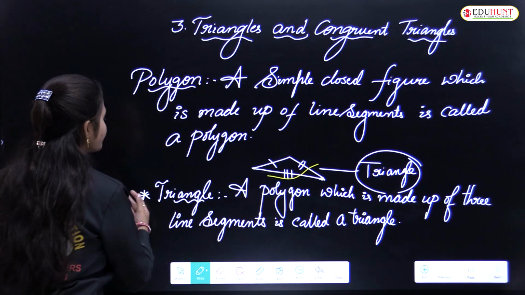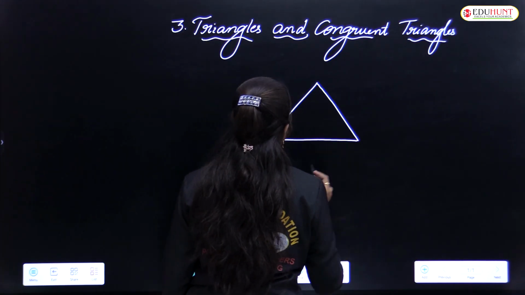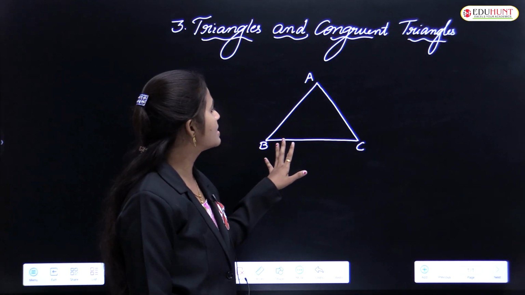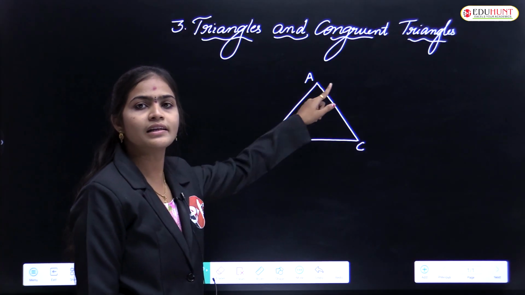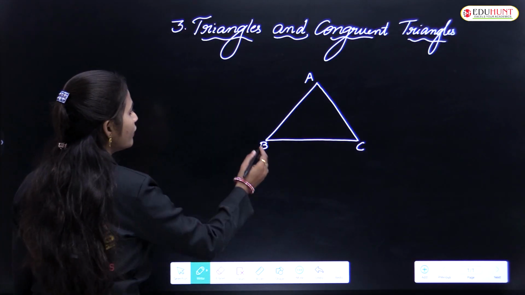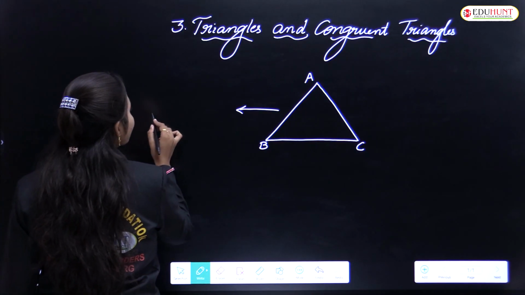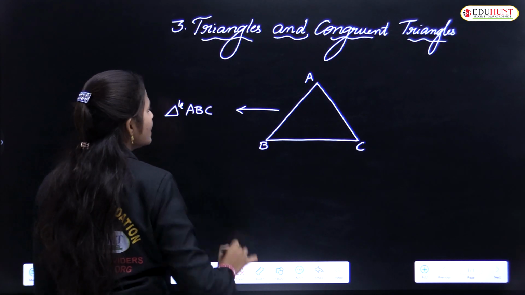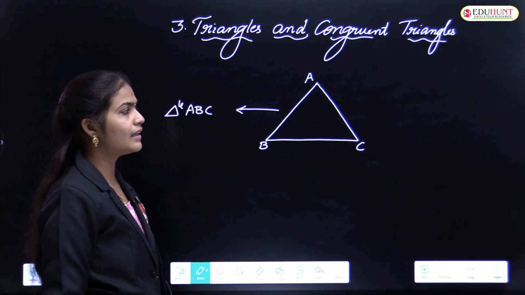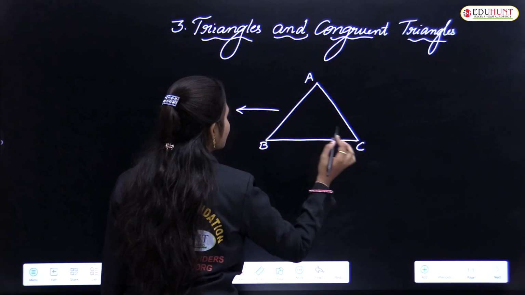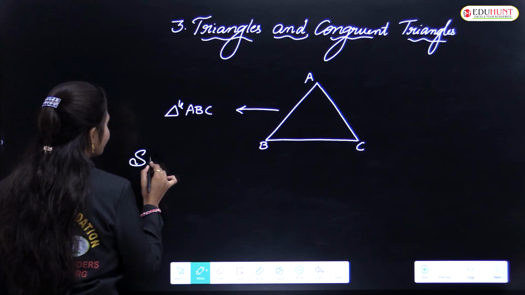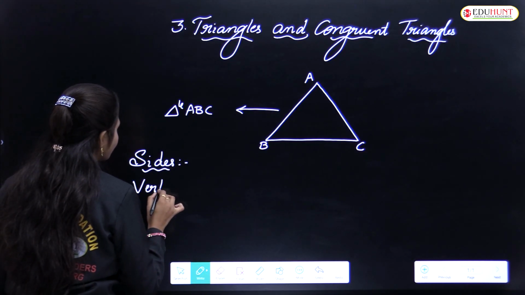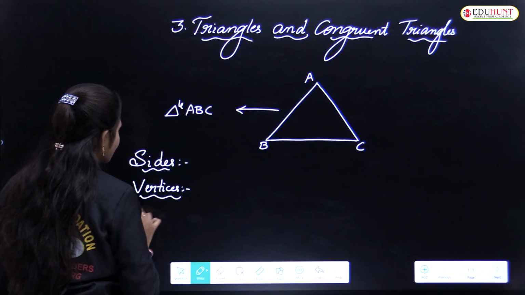Now, children, observe this figure. This is a triangle, and we have given it a name also, that is ABC. We will call this triangle ABC, and we can write it like this: triangle ABC. So ABC is the name of that triangle. Now what are the sides? And ABC are the vertices. Next, angles.